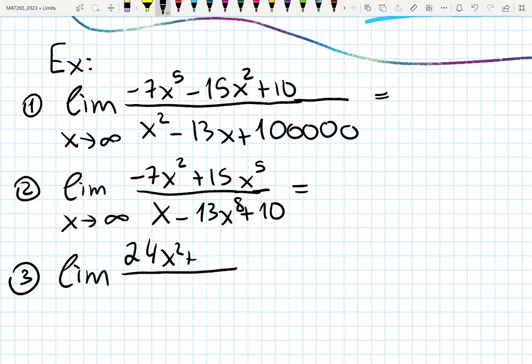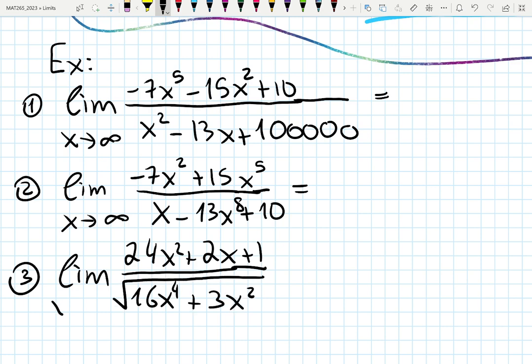24x squared plus 2x plus 1 all over 16x to the 4 plus 3x squared with a square root, as x goes to infinity. So these are for now the easy ones, and then the square root, the one you mentioned, is the hard one. I will do it in a second too.